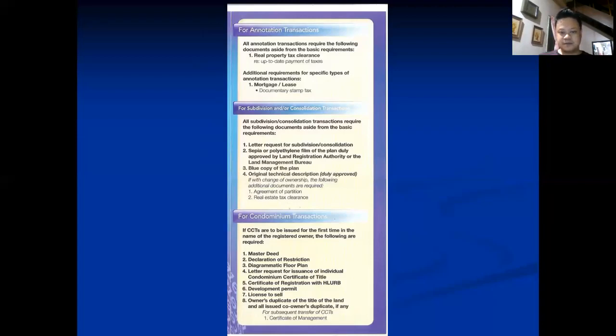Now, of course, it was not mentioned there that there is also a need for the PALSI and the DP before you submit. But it's not submitted with the Register of Deeds. It is submitted with the Bureau of Land Management.